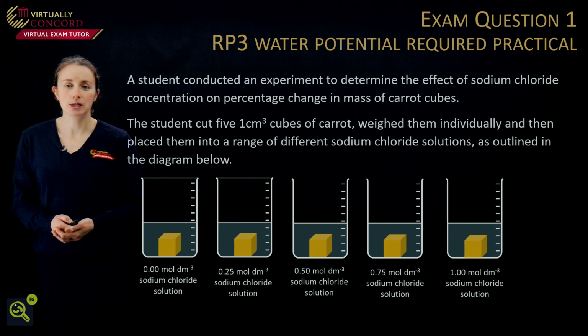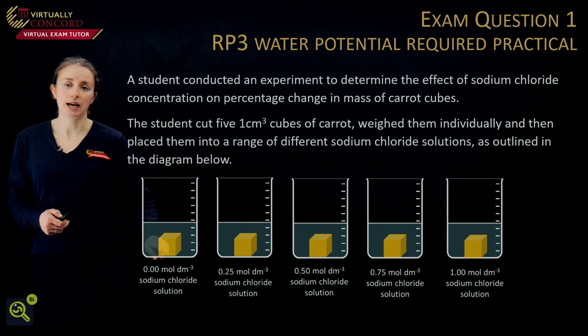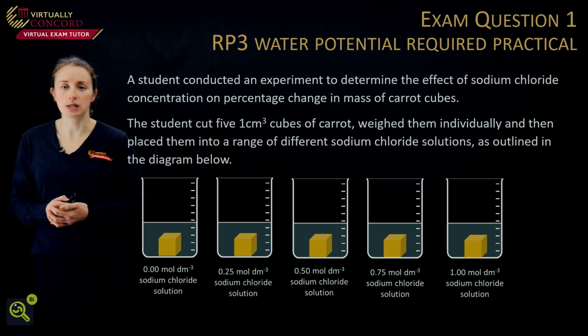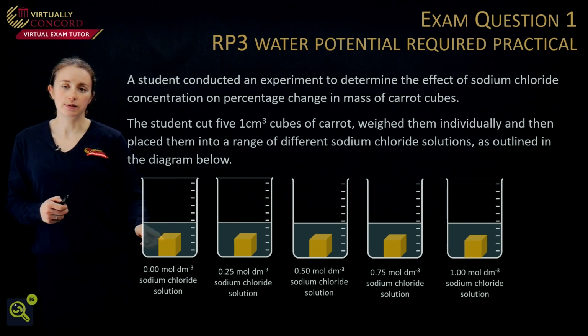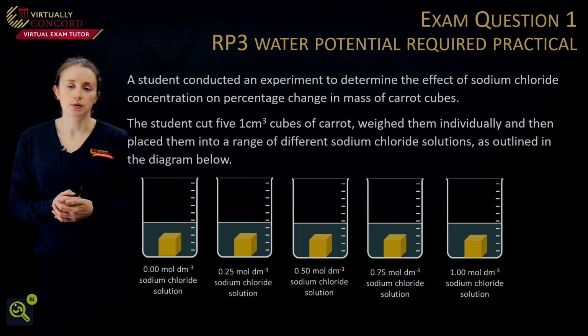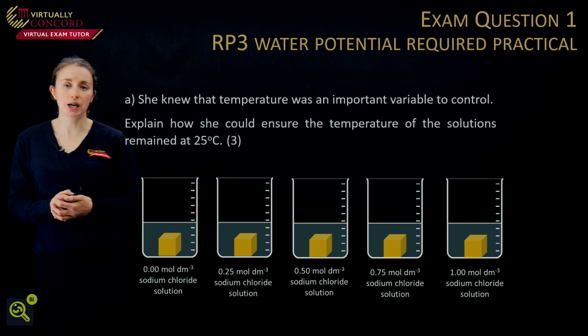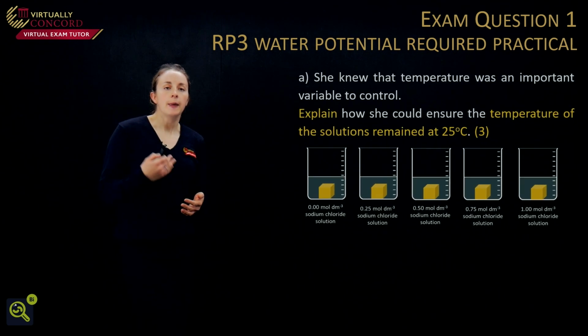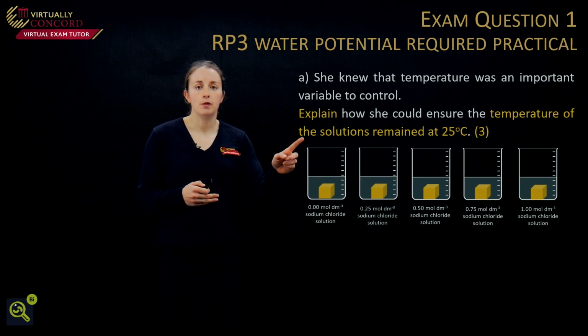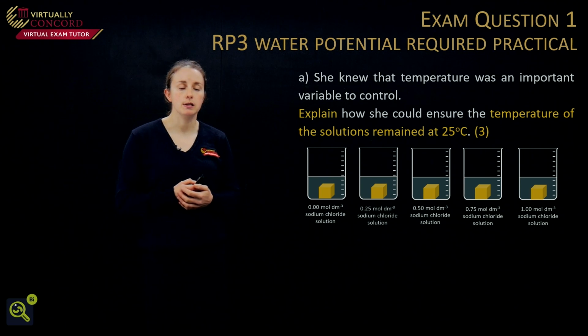In this experiment, the student has taken cubes of carrot and submerged them into different concentrations of sodium chloride solution. They weighed their cubes of carrot individually, left them in the solutions for 24 hours, and then reweighed their carrot cubes after they'd taken them out of the different solutions. The first question asks you about temperature and how you would ensure the temperature was constant at 25 degrees C throughout the experiment. The key thing here is that you look at the number of marks available. So there are 3 marks available.